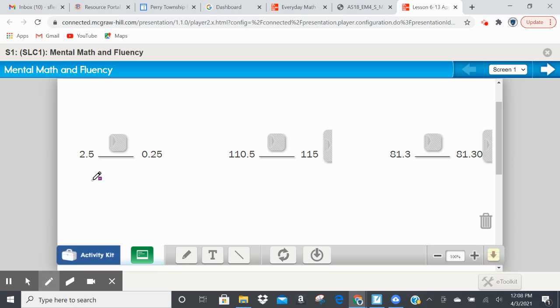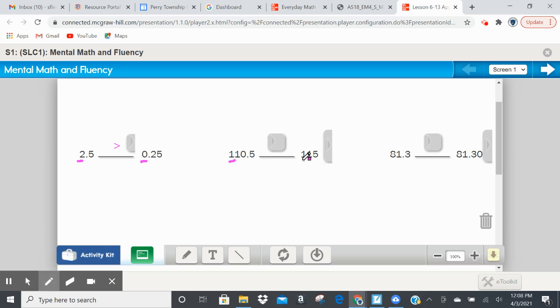So for this one today, we have to go from left to right. So what's bigger, 2 or 0? Well, that's easy. 2. So the alligator wants to eat the 2.